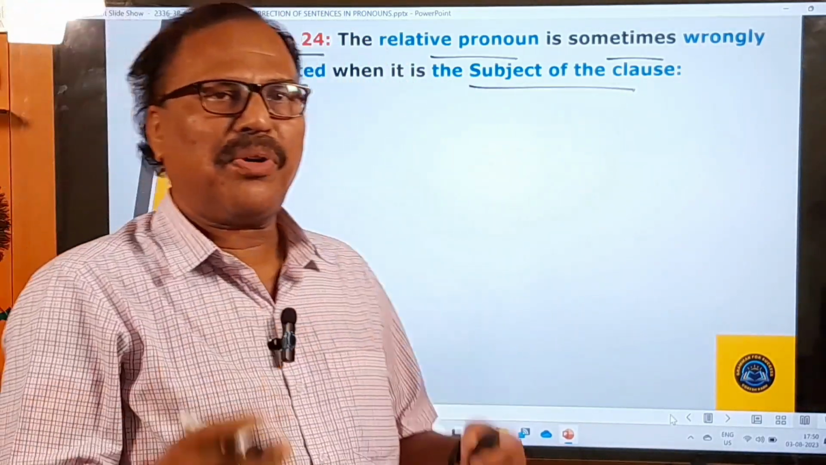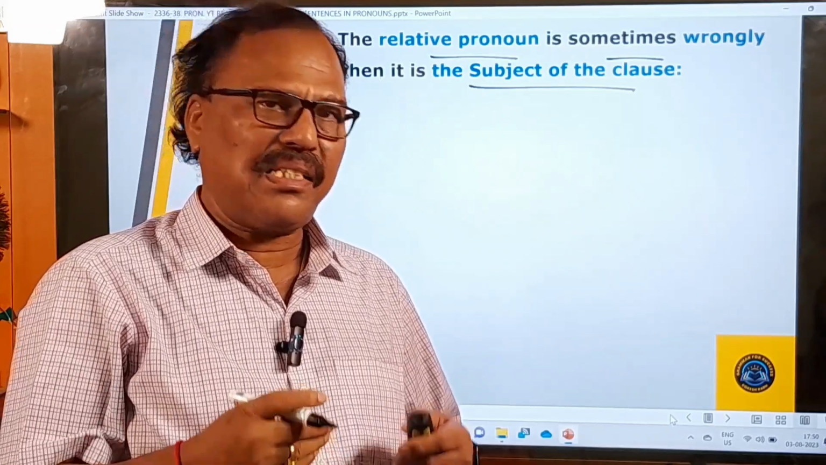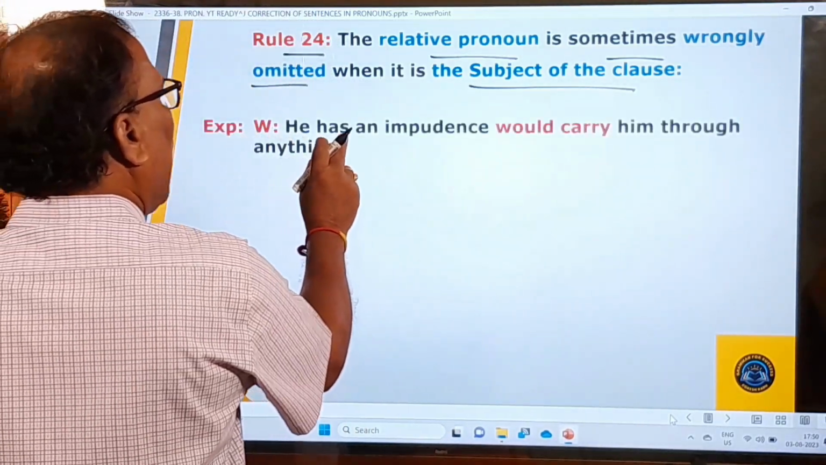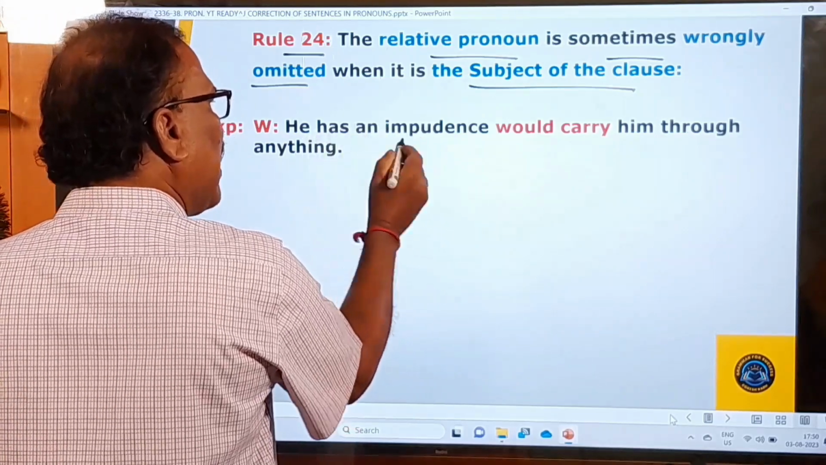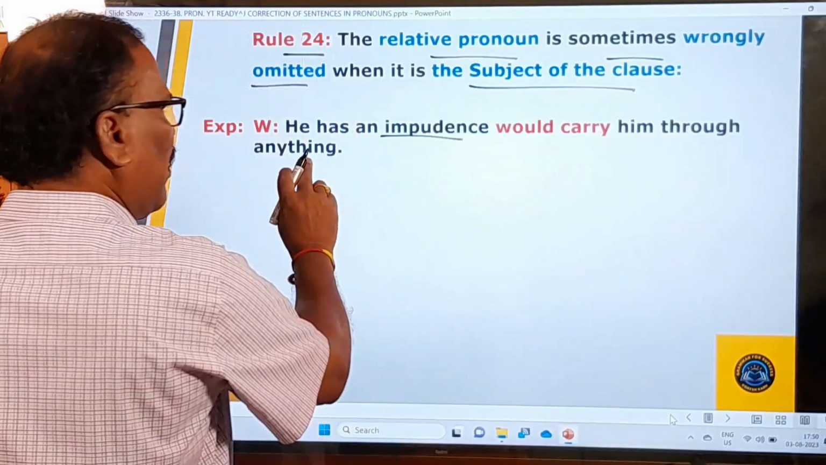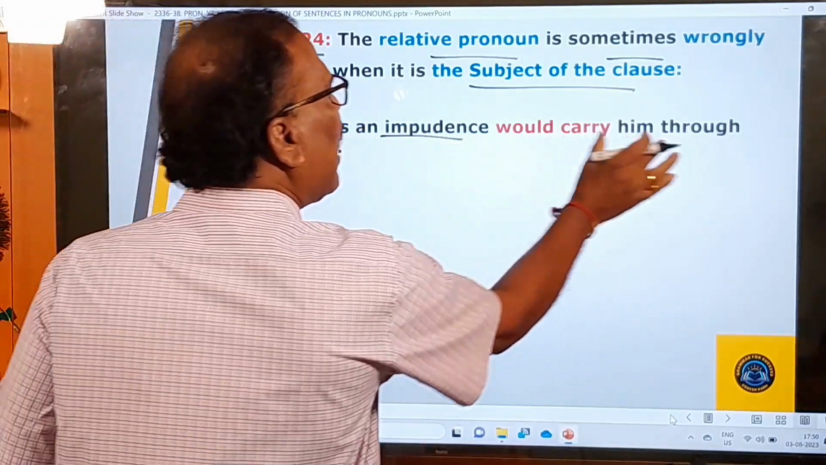Sometimes the relative pronoun is wrongly omitted, unnecessarily omitted. How? Let us see that. He has an impudence would carry him through anything. He has an impudence would carry him through.